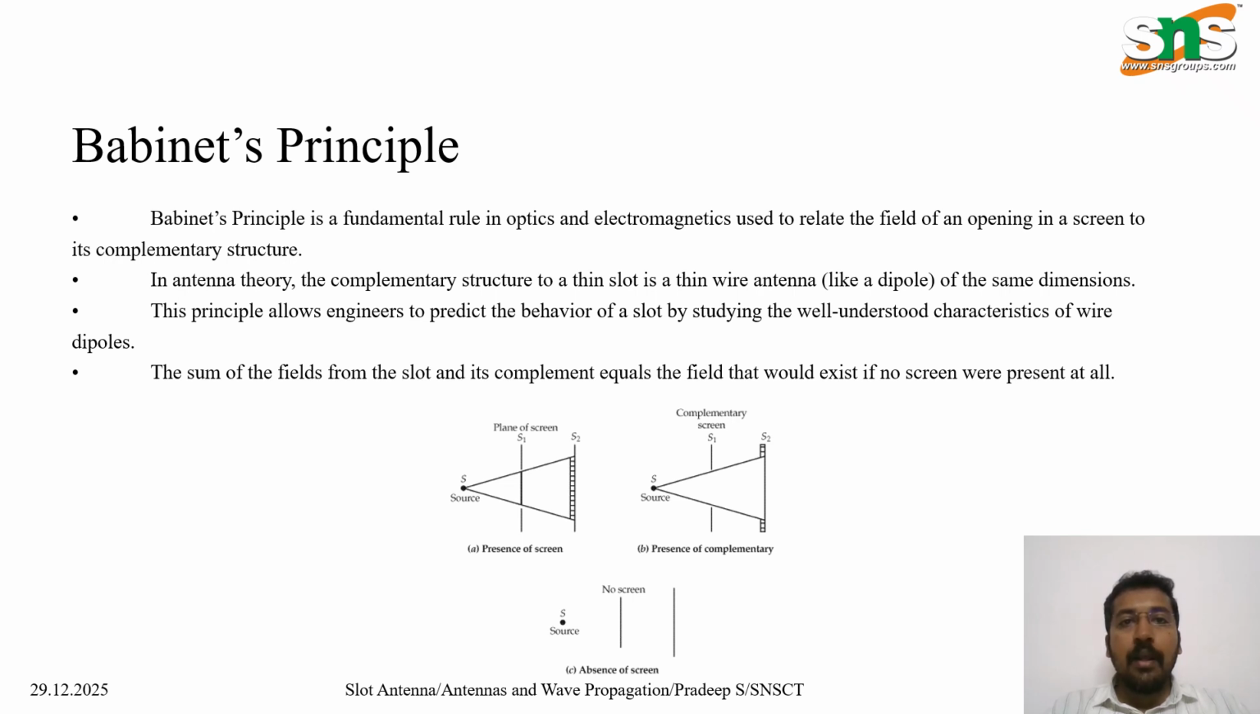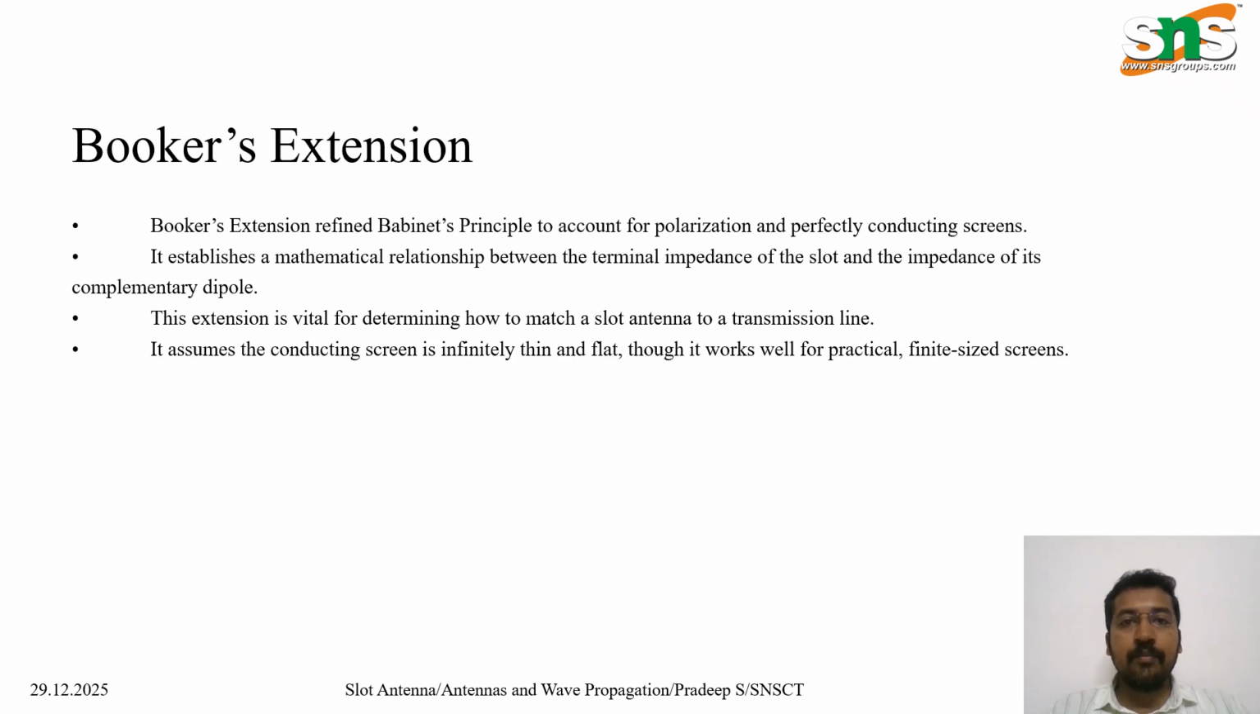Babinet's principle. Babinet's principle in electromagnetics explains the relation between a slot antenna and its complementary structure, which is typically a dipole antenna of the same dimension. According to this principle, the electromagnetic fields produced by a slot and its complementary dipole are related in such a way that their combined effect equals the field that would exist without the conducting screen. This concept helps engineers analyze slot antennas using dipole antenna theory.